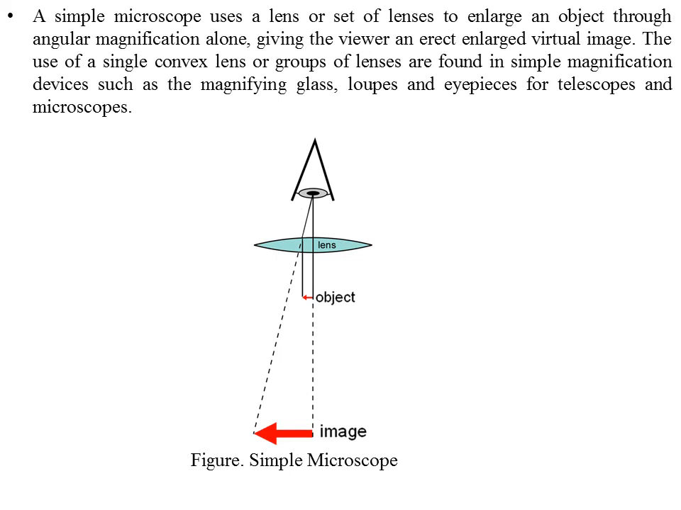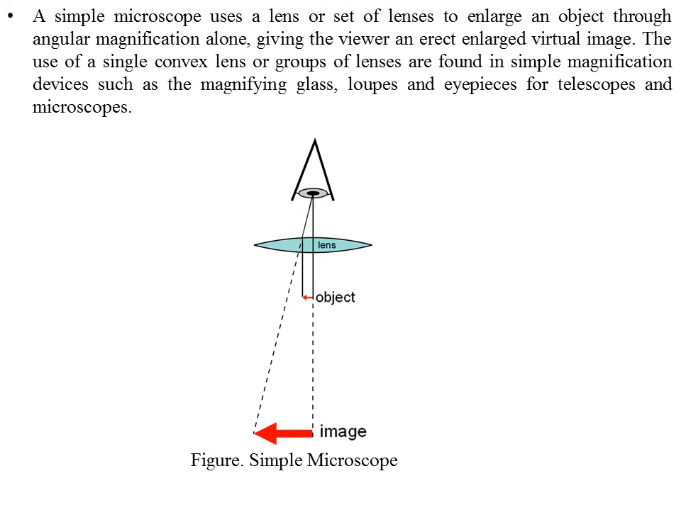Let us know what a simple microscope is first. A simple microscope is one which uses a lens or a set of lenses to enlarge an object. We can see in the figure how it works. The working principle of a simple microscope: it uses a lens to enlarge an object through angular magnification. Here, once the viewer is seeing the object, an enlarged virtual image of that object is produced.